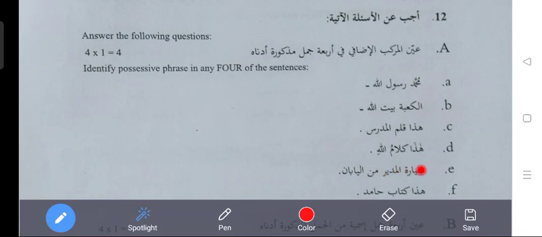Copy this Sayyaratul Mudir in the answer sheet, then write beside this Al-Murakkab Al-Izafi. Give an underscore.